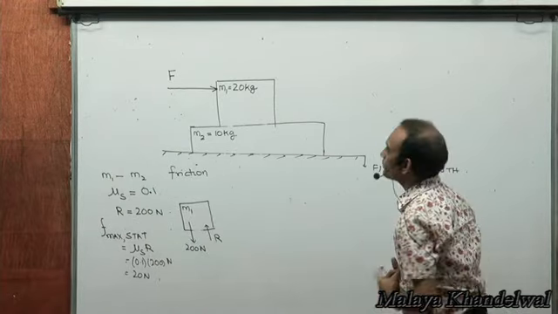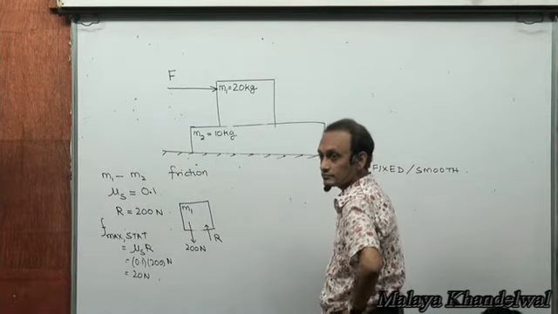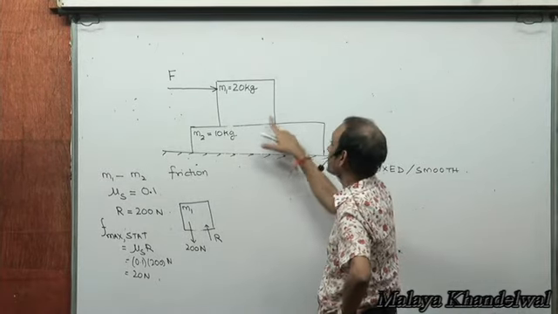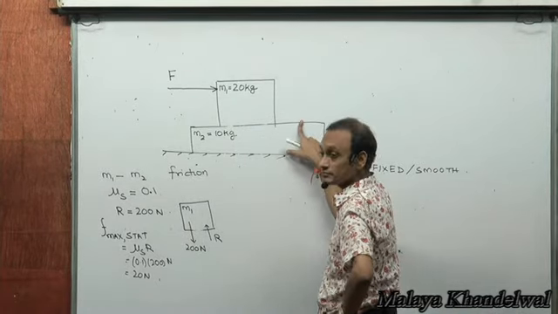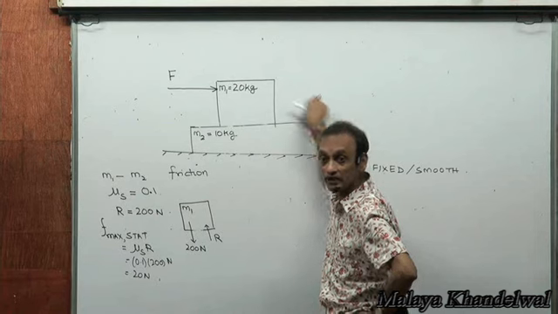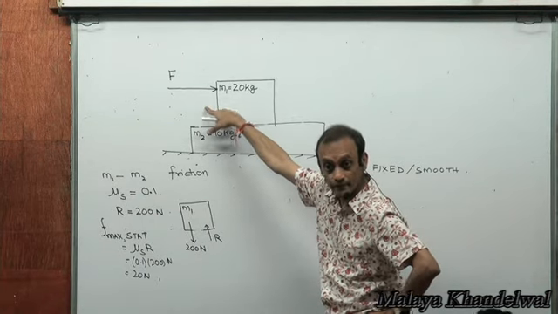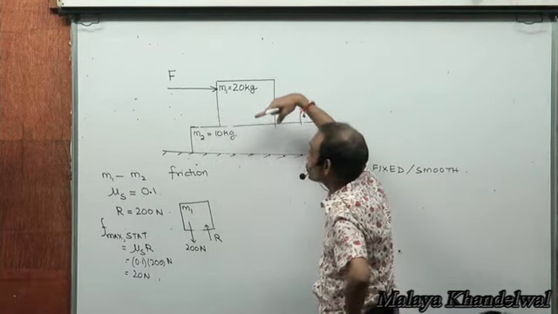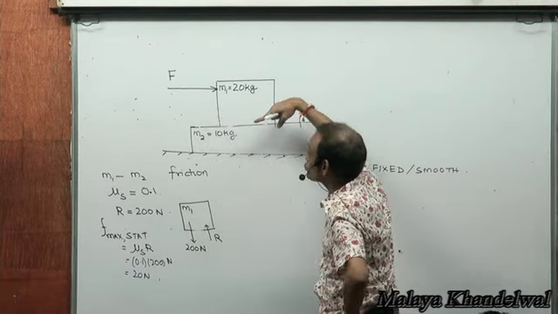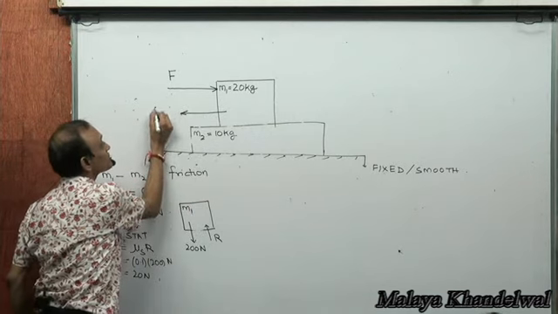Would you then want to realize that M1 has a tendency to move to the right compared to M2? If you were sitting on M2, you would find that M1 has a tendency to move to the right because of this capital F, right? Yes or no? So M2 will exert on M1 a frictional force in this direction.